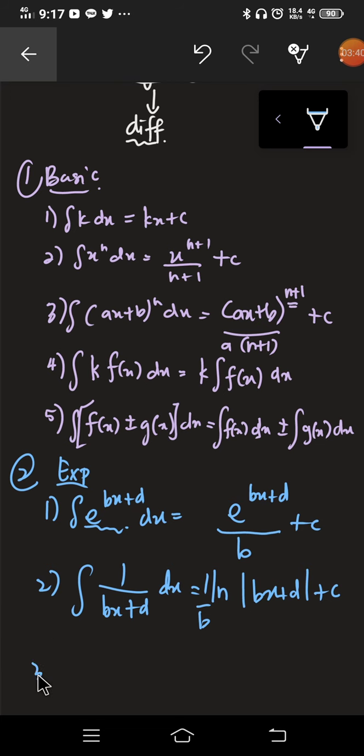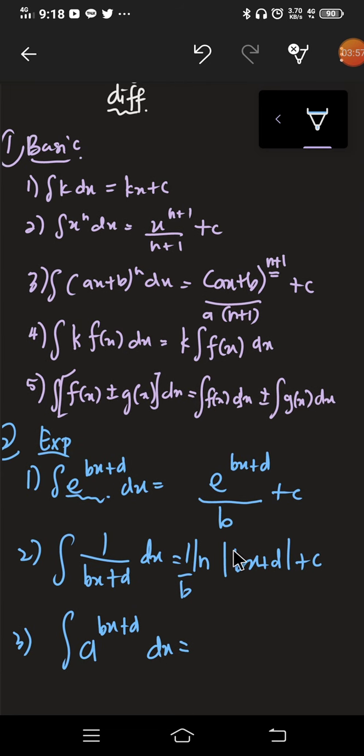And then the third one, integrate a to the power of bx plus d with respect to x. So we have an exponent, but we have a constant base, not the exponential base. What we need to do is the same as the first one: a to the power of bx plus d, and then we divide by b, and then because this is the base a, it should be divided by natural log of a, and then plus c.